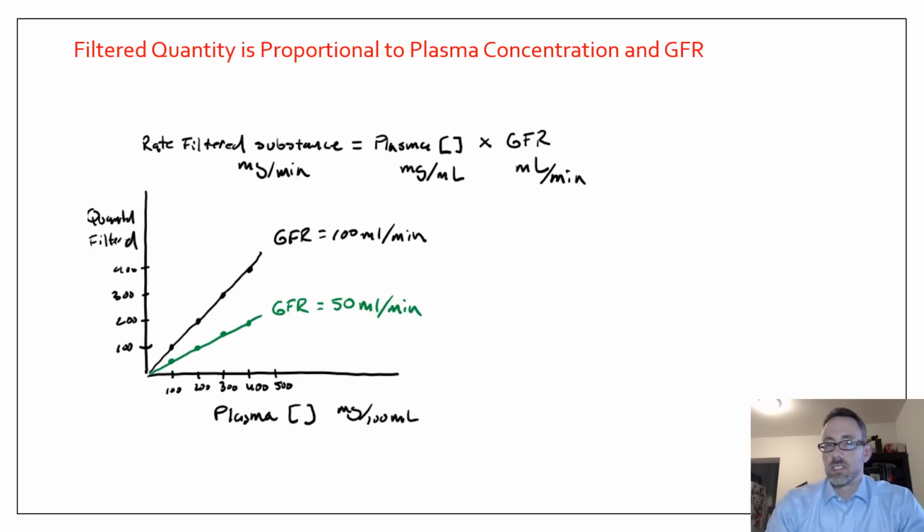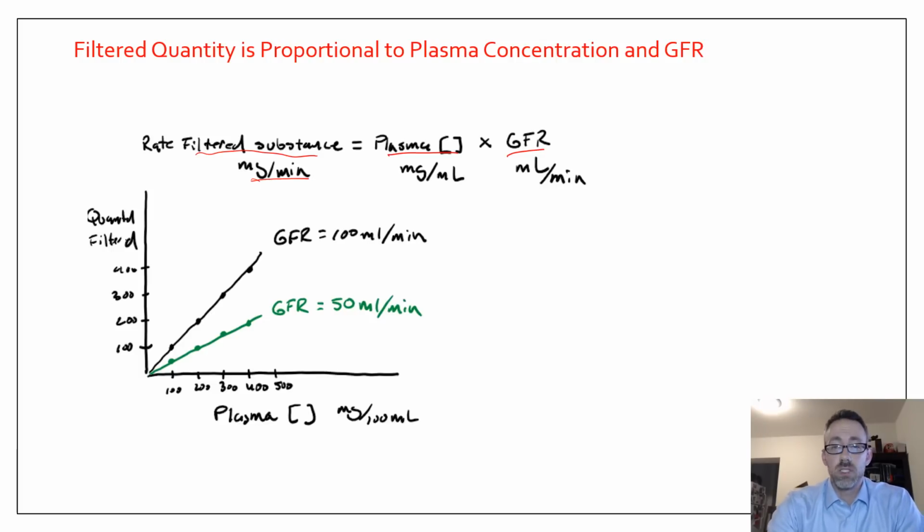So we're going to look at this in terms of the graphical relationship here. Let's talk about that filtered quantity again. We're just looking at it in terms of filtration. Now, the formula that we just spoke about: the rate of a filtered substance in milligrams per minute, you need to know the plasma concentration and the GFR. Knowing those two, they're directly proportional to the quantity that's filtered every minute.